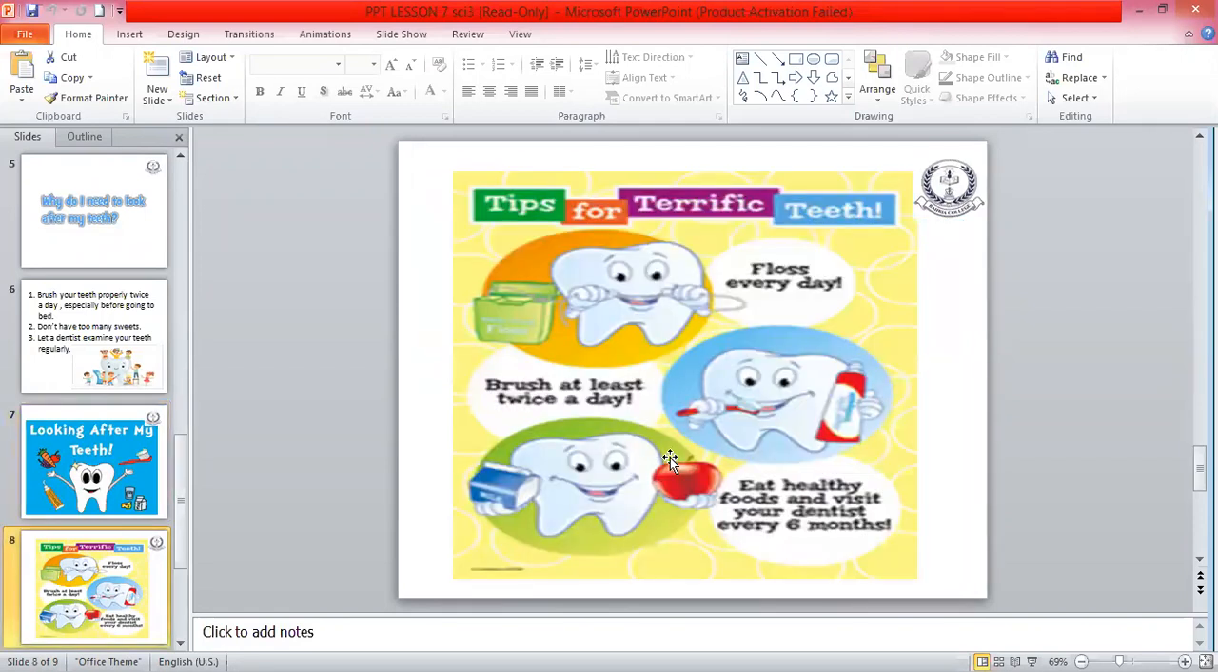So there are some tips for terrific teeth. If you want to have nice, shiny, white teeth, there are certain tips. Again, the tip starts with brush at least twice a day. Brushing is really very important. I've seen few children who are not regular at that. It will harm you definitely because you are having your teeth, but no one would like to even talk to you.